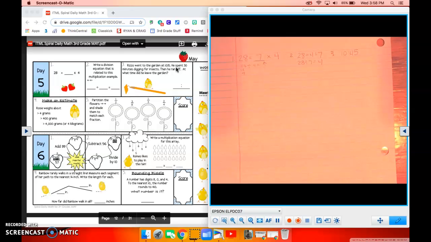Okay. Number 4, make an estimate. Rosie weighs about 4 grams, 400 grams, 4,000 grams, or 4 kilograms. The best guess, 4 grams is too small. If you remember our little tiny gram stackers, 4 grams is less than that. 400 grams is the middle one, and that is going to be correct. Okay, a little baby chick will weigh about 400 grams.